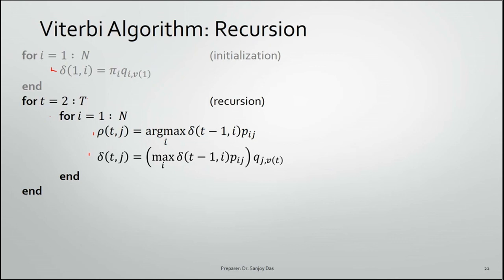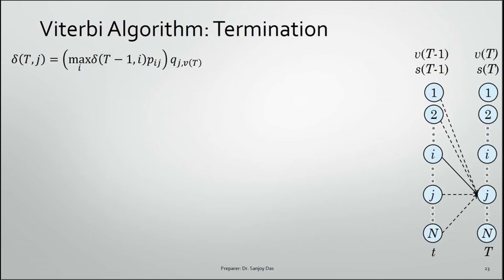What's the previous state? There is no previous state from here. So rho needs to be computed from here. rho tj equals argmax over i of delta t minus 1 i pij, and delta tj is max over i of delta t minus 1 i pij qj vt. So we've looked at delta tj using this expression here in one of the prior slides.